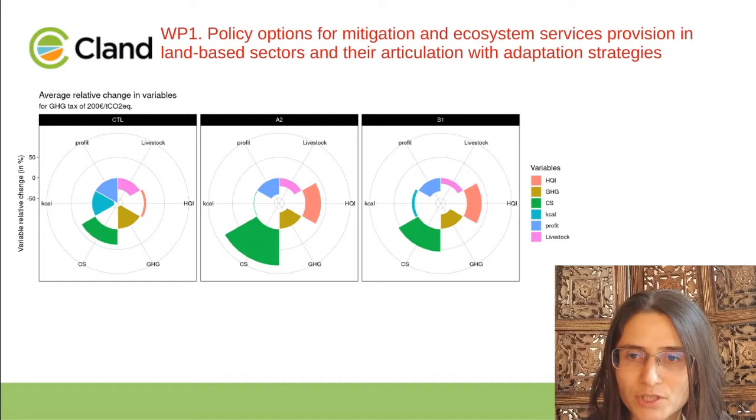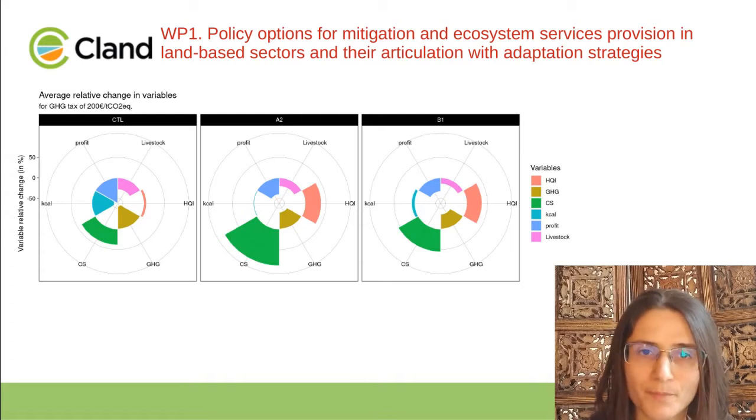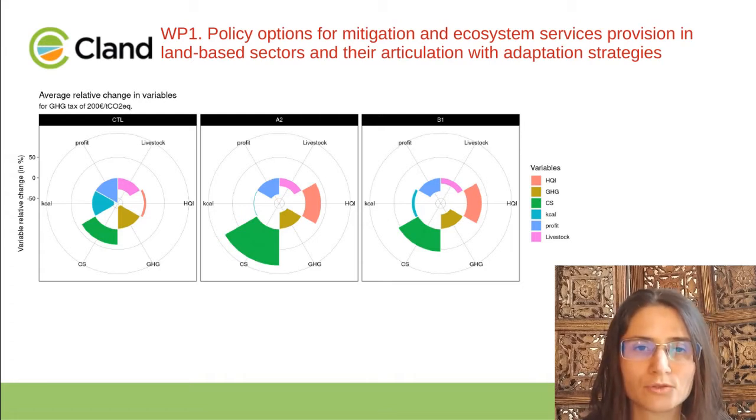We have greenhouse gas emissions from the agricultural sector and also the calories produced. We have the profit of farmers and the livestock production. So livestock and kilocalories. These are the two provisioning ecosystem services I mentioned before. We can see in the control case that introducing a strong greenhouse tax of 200 euros per ton will have a net impact in terms in greenhouse gas emissions reduction, but it also reduces greatly farmers' profits along with their production in livestock and crops.